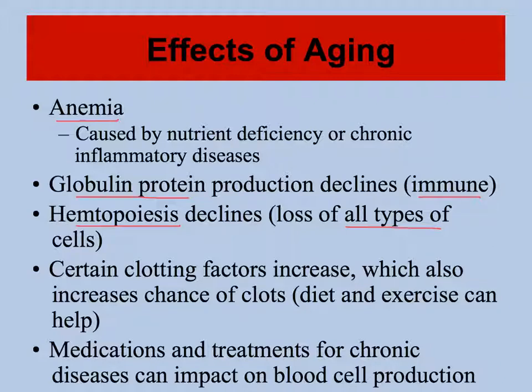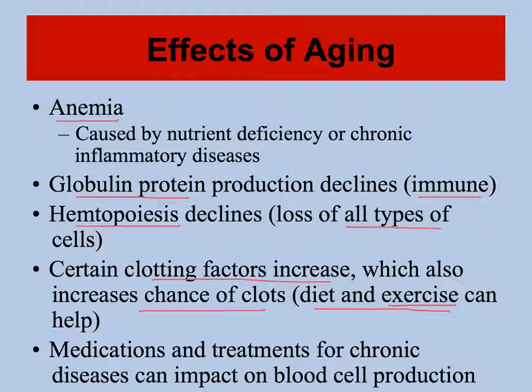Interestingly, certain clotting factors increase, which then increases the chances of clots, which is not a good thing. Though, and this is one situation at least where diet and exercise can help, because if you keep blood moving, there's a decrease in the possibility of having clots. If blood is sort of stuck in the veins, that encourages clotting. So if you're someone who's exercising at any age, you're keeping the blood flowing, and then that will help decrease this. But it's unfortunate that one of the things that happens when you get older is that you get better at clotting your own blood.